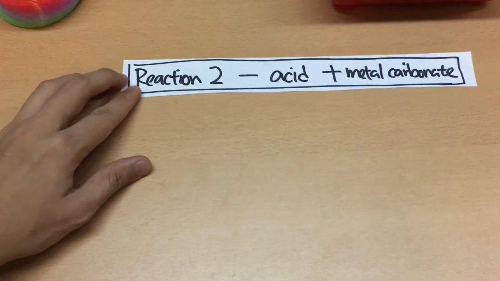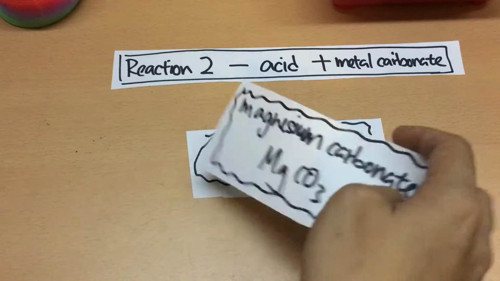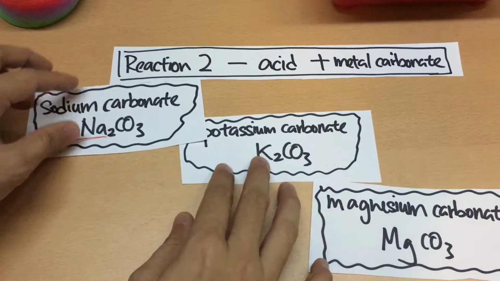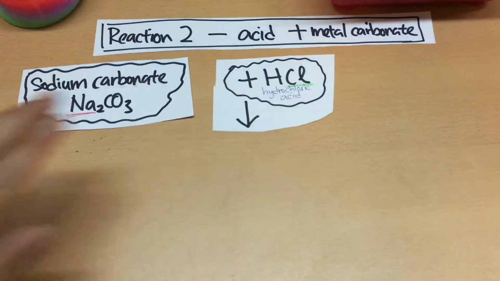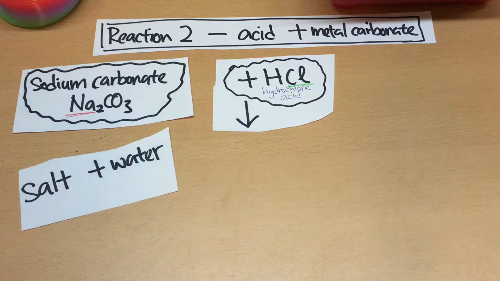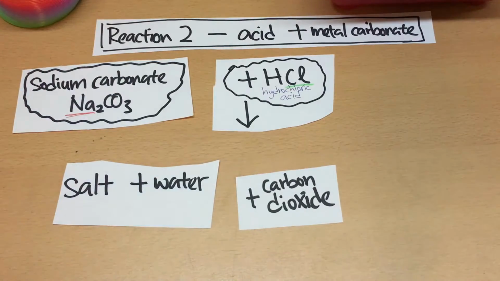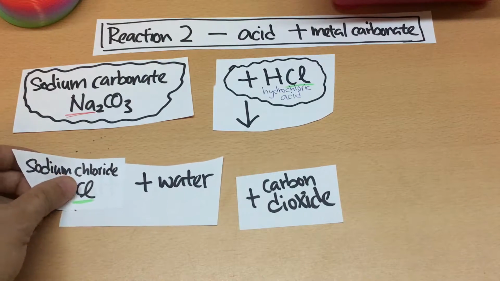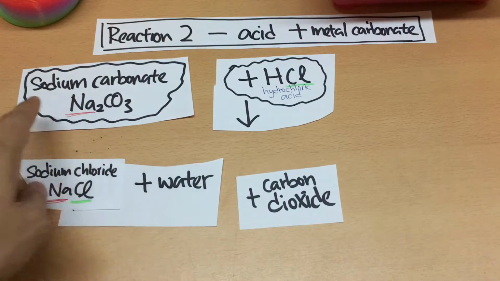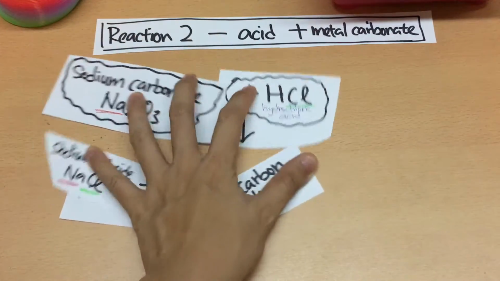The next reaction is the reaction of acids with metal carbonates. Examples of metal carbonates are sodium carbonate, potassium carbonate, and magnesium carbonate. Adding sodium carbonate to hydrochloric acid will produce three products: a salt, water, and carbon dioxide gas. In this case, as hydrochloric acid will produce chloride salts, the salt produced here is sodium chloride. Do notice that the cation of the salt comes from the carbonate and the anion comes from the acid.